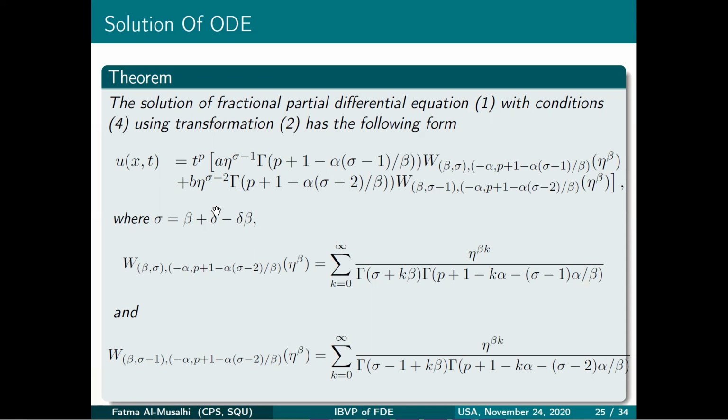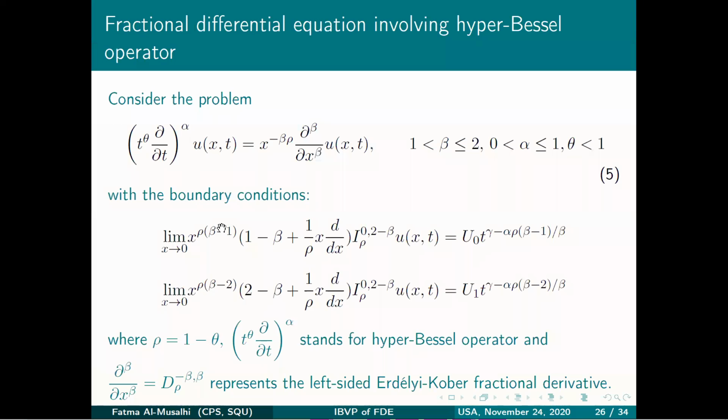our Hilfer fractional derivative is reduced to the Riemann-Liouville one. So this solution is consistent with the solutions found in the literature for partial differential equations involving the Riemann-Liouville fractional derivative, and also it is consistent with the solution which involves the Caputo fractional derivative when delta equal to 1.